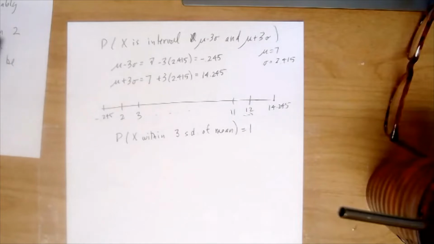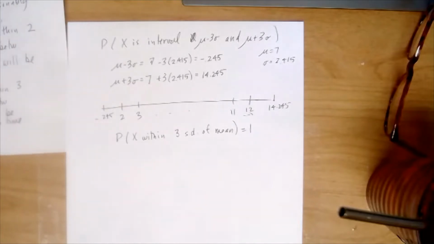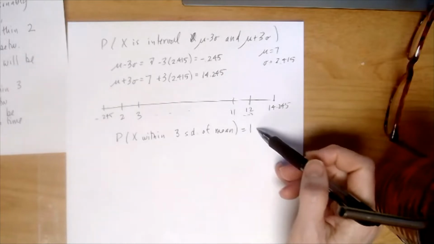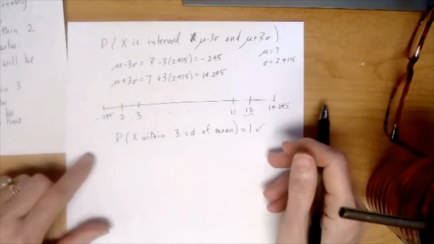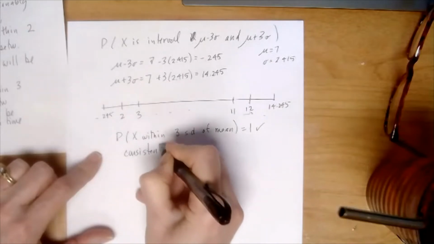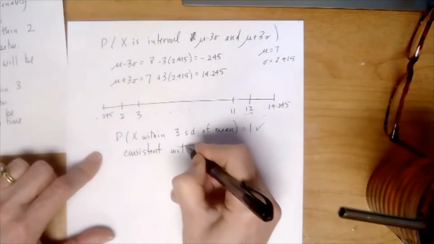So the empirical rule said it should be close to 1. Well, is 1 close to 1? Yes. All right, this is as close as you can get to 1. So this is consistent with the empirical rule.